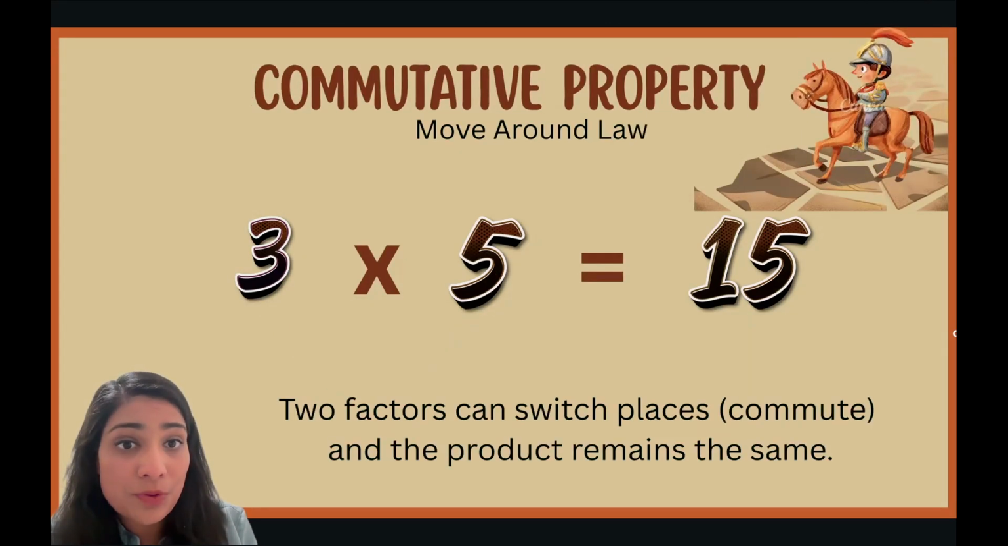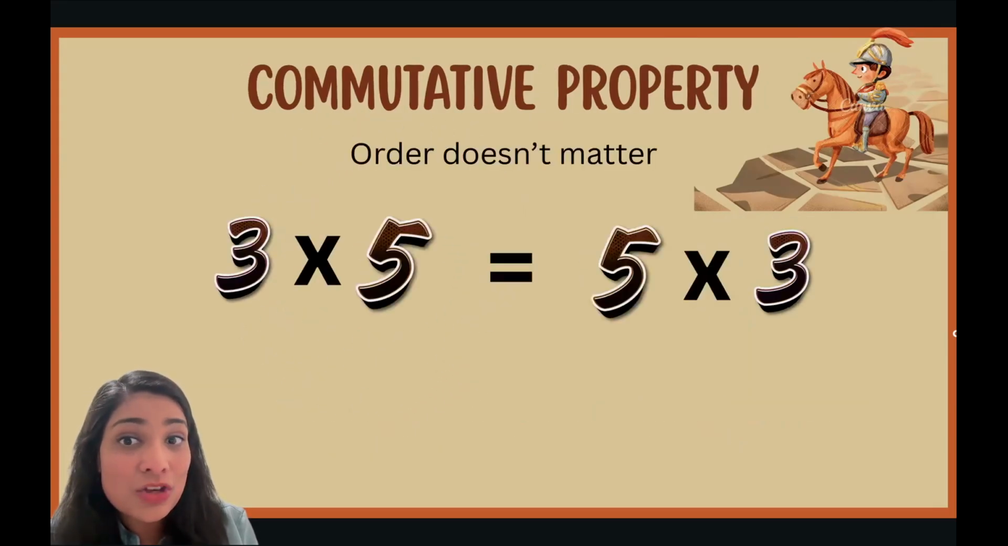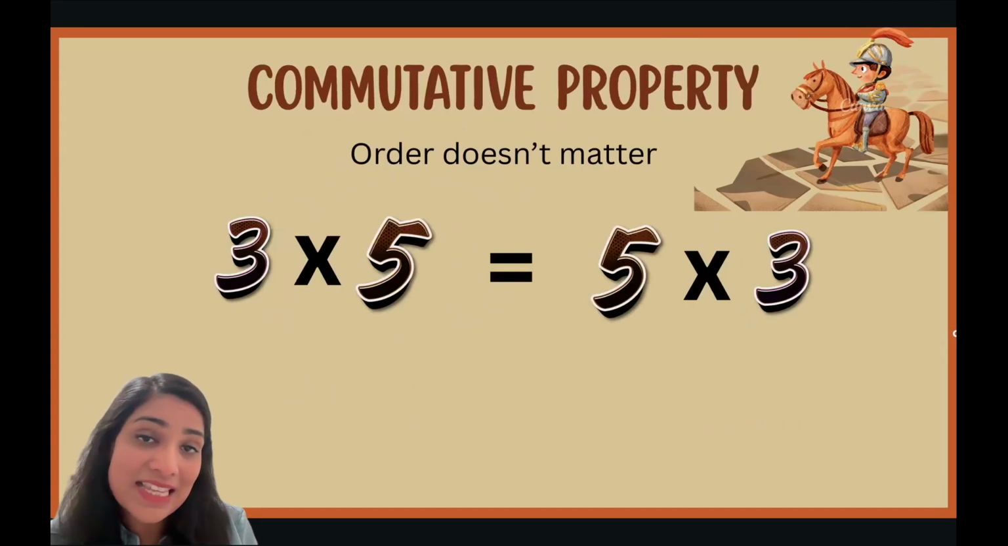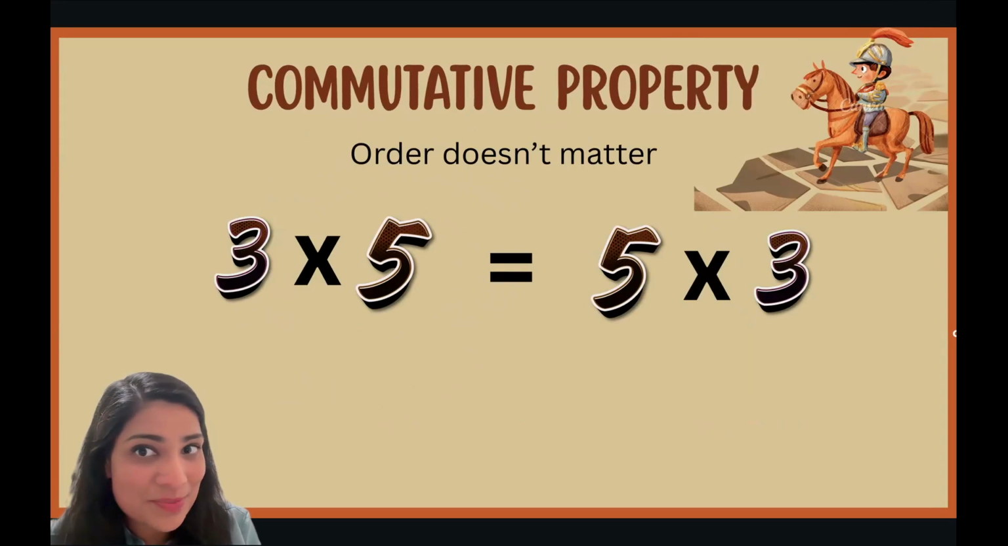According to commutative property, the two factors can switch places or commute and the product remains the same. So if 5 goes to 3's space and 3 goes to 5's, the product will still be 15. So 3 times 5 will be same as 5 times 3. Order doesn't matter. Now we know commutative property. But is there a way we can actually prove that 3 times 5 will be same as 5 times 3, or the order doesn't matter?